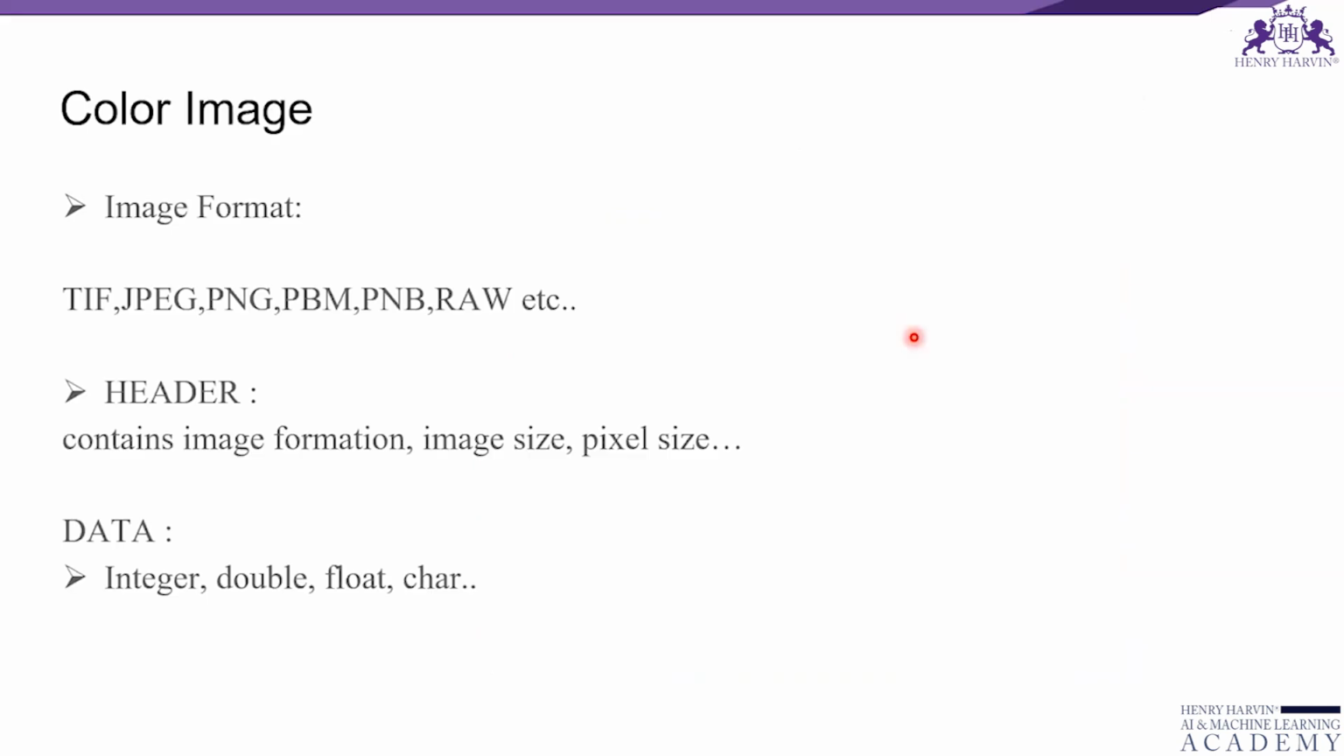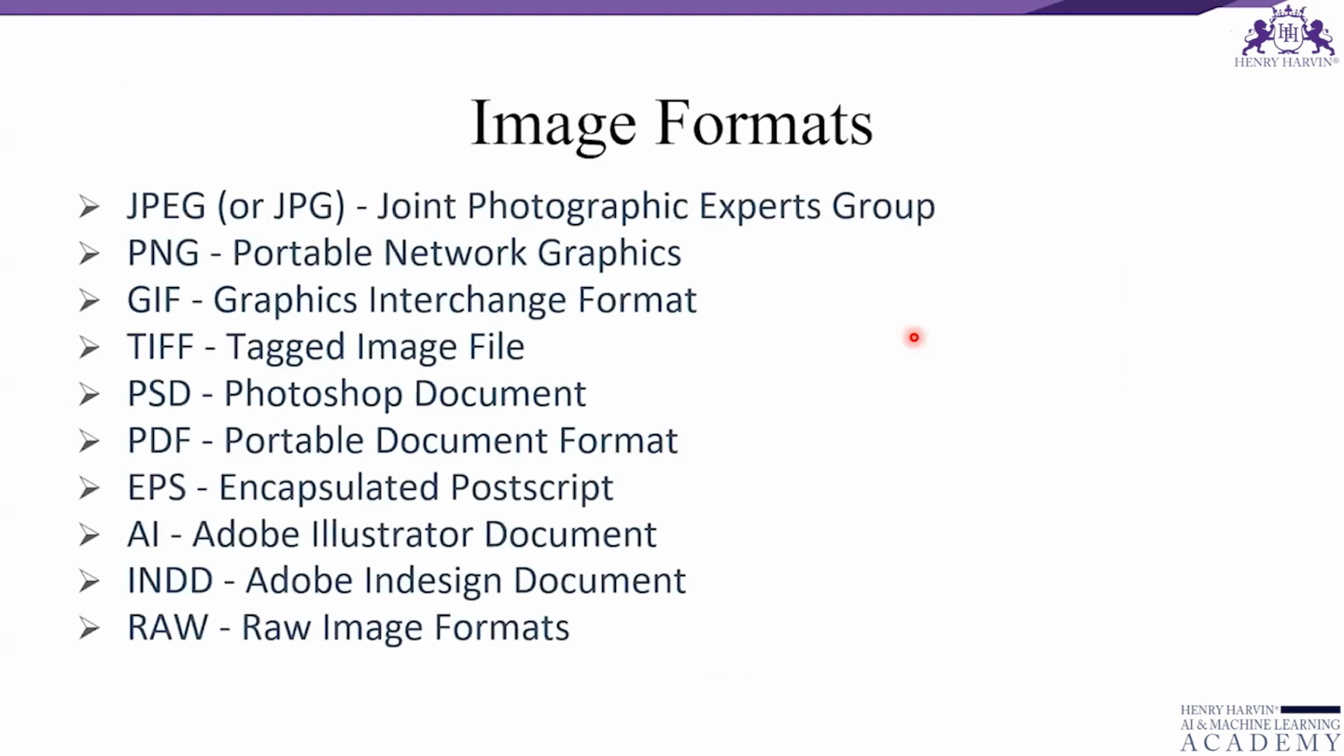So when we talk about image formats, there are several formats like TIFF, JPEG, PNG, PBM, PNB, RAW, etc. So when we talk about the header, it contains image information, image size, pixel size, etc. So when we talk about data, it could be integer, double, float, character, right? See, I have told only a very few cases, right? So I'm discussing only a few. So let us discuss the image formats now, right?